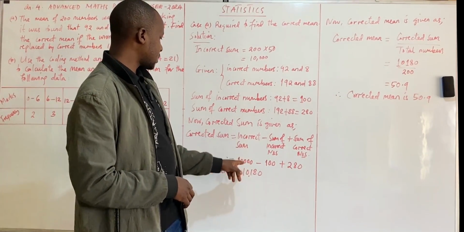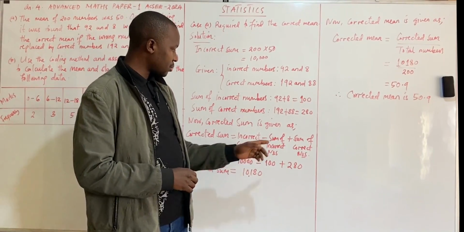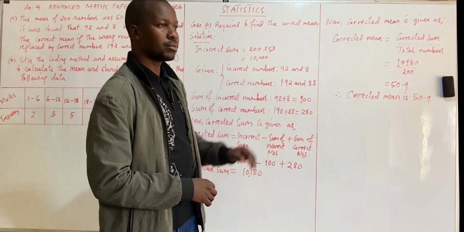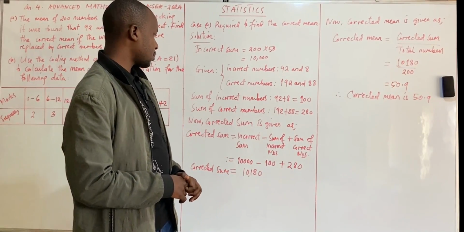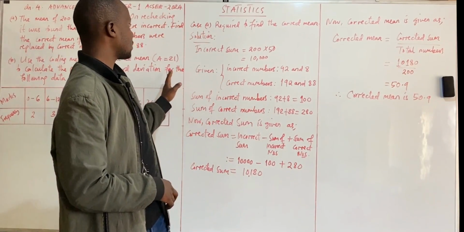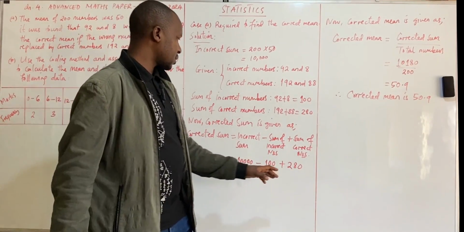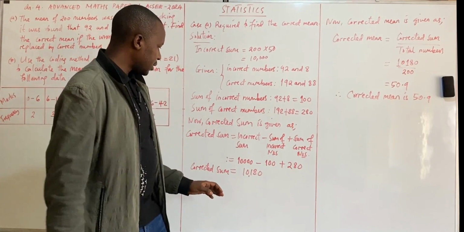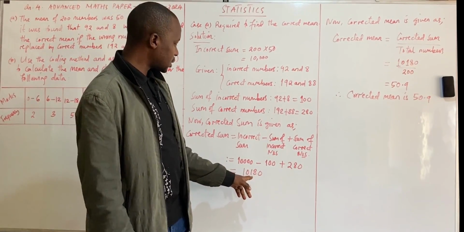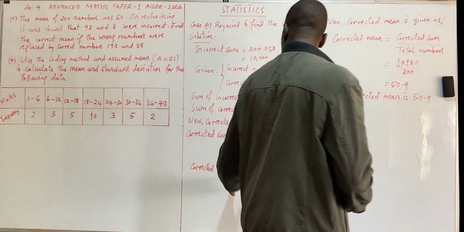So here, the incorrect sum we have is 10,000, as we have seen earlier, minus the sum of incorrect numbers, which was 100, that's 92 plus 8. So that was the sum of the wrong numbers. And now we add the sum of correct numbers. The correct numbers after data cleaning were 192 and 88, which gives a sum of 280. Now, if we perform our operation here, the corrected sum is 10,180. So that becomes the correct sum.